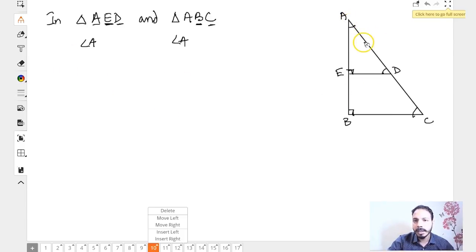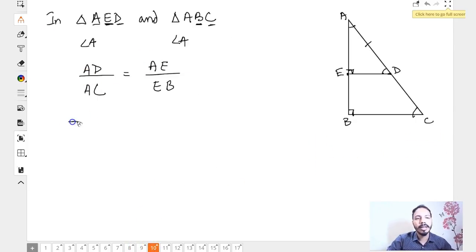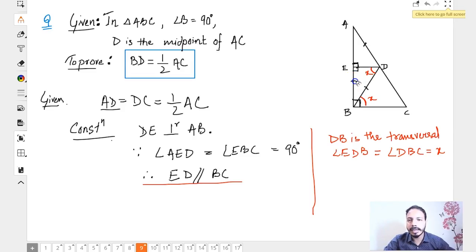That means here, if you take this side of the smaller triangle, if I say AD by AC, this side by this side, this should be equal to the ratio of this side, that is AE by EB, right? Or AC is 2 times of AD. So we'll put the value here. That means this becomes half here, and AE is equal to EB. This side is equal to this side.